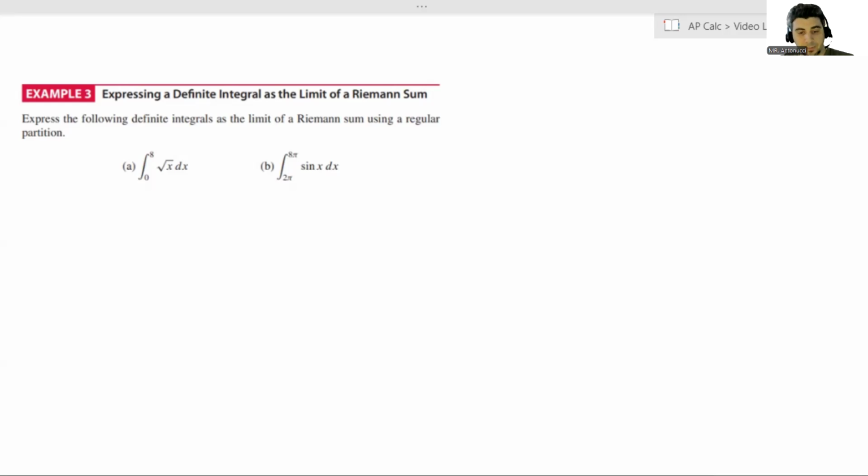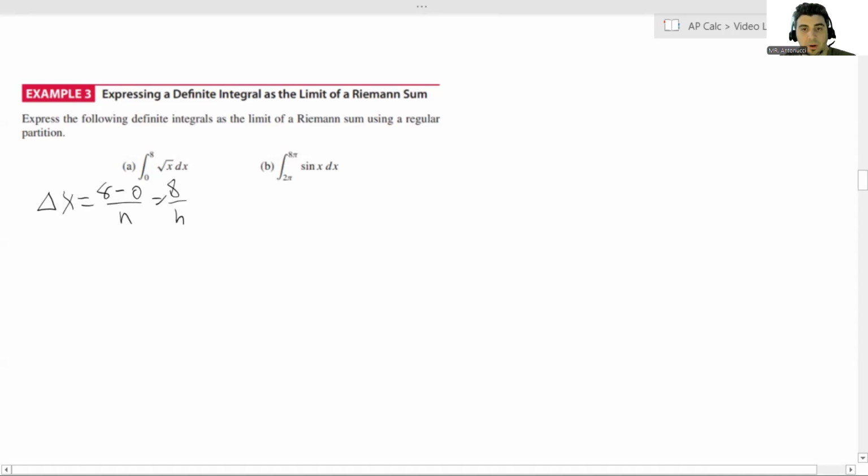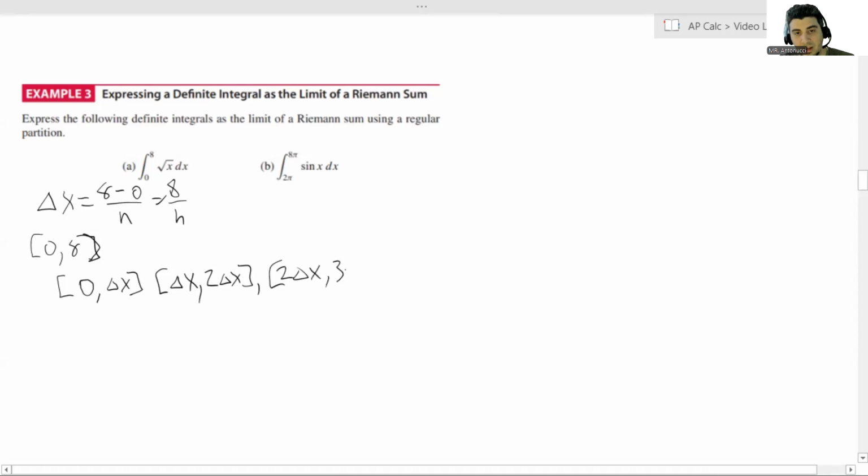So for the first one, we're going to do delta x is 8 minus 0 over n, which is 8 over n. All right, so we're going to partition the interval 0 to 8 into n subintervals, each with width delta x. So, for example, the first interval is going to go from 0 to delta x. Then the next one's going to go from delta x to 2 delta x. Then the next one's going to go from 2 delta x to 3 delta x, and so forth and so on until we get to the last interval.